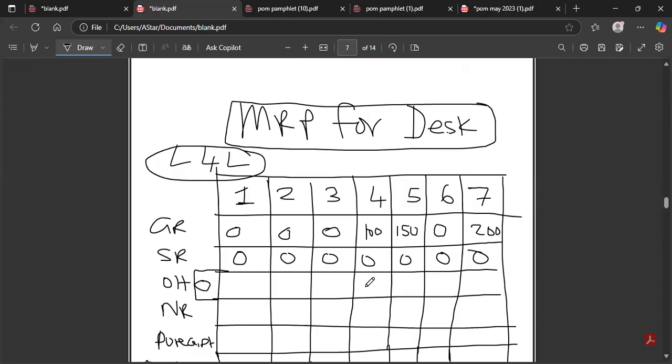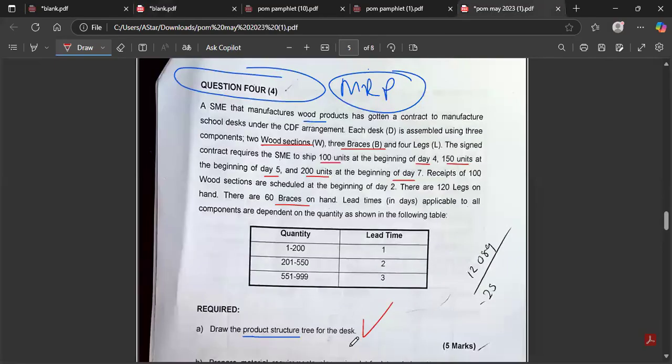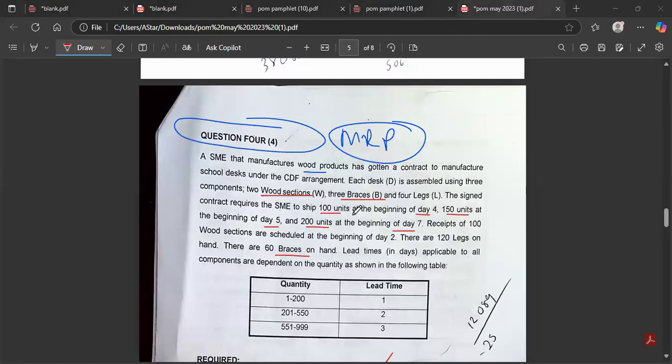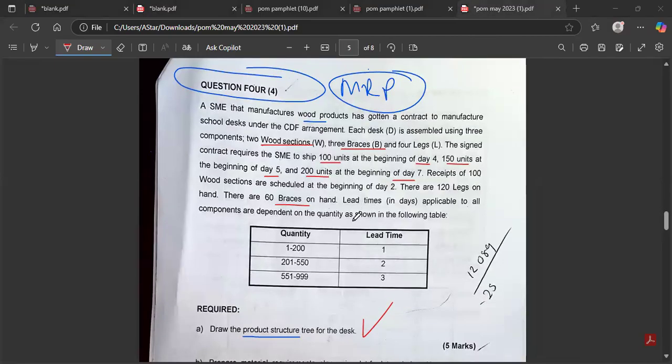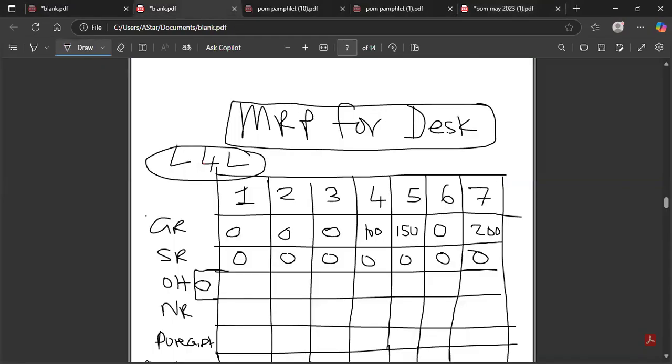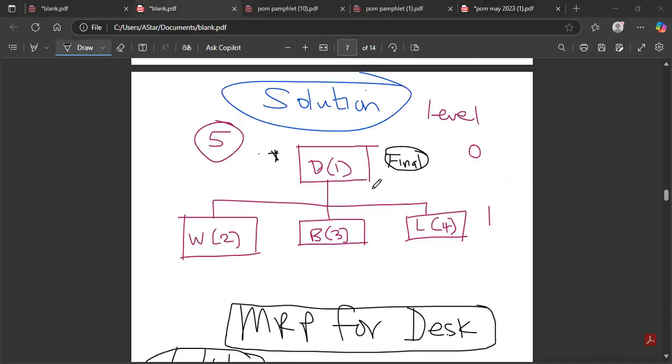Go back to the question. Ask me questions before we proceed. Yes, there are 120 legs on hand, and there are also 60 braces on hand. What are those for? Those ones we will consider as we prepare. We're going to prepare MRP for 4 products, because there are 4 components here. So you're starting with the desks, and there's no on hand for desks. We apply those as we come to legs, braces, and the other one.